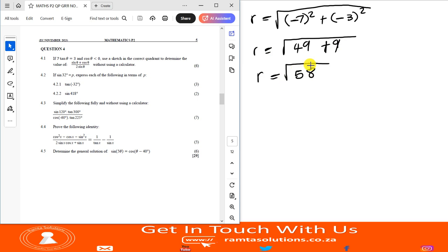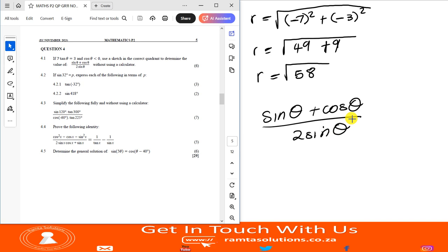Okay, r is square root of 58. Happy? Now, we are not done. We are to solve the question, or we can solve the question now. The question said we must determine the value of sine theta plus cos theta all over 2 sine theta, right?